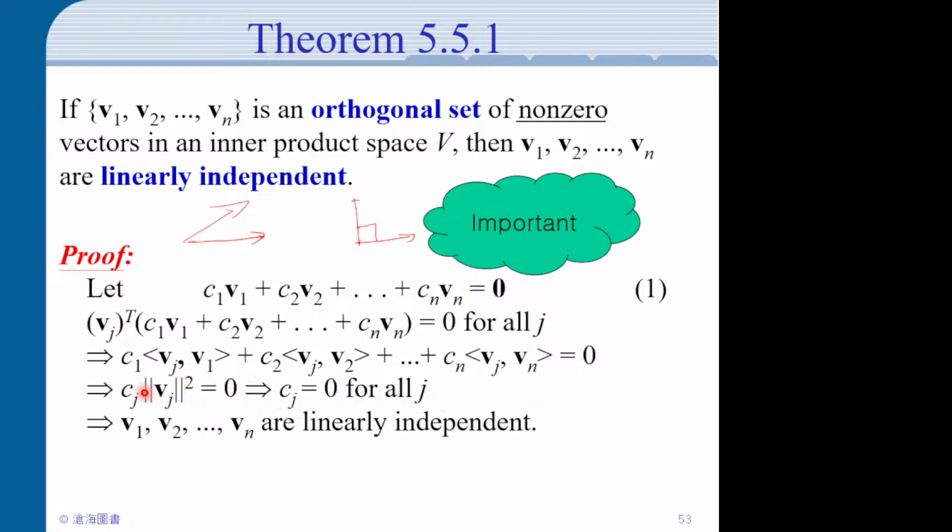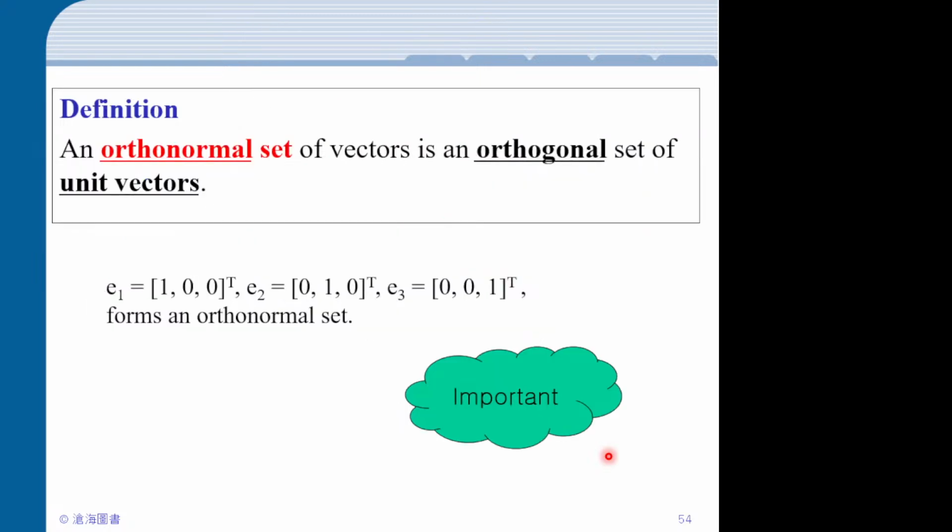And that's what you do for Vj, but you can pick j for everything from 1 to n. So actually all those Cj equal 0. Cj equals 0 for all j. And that's the definition of linear independence: if this equals 0, then all the C equal 0. So this is linearly independent. Okay. So an orthogonal set is linearly independent.